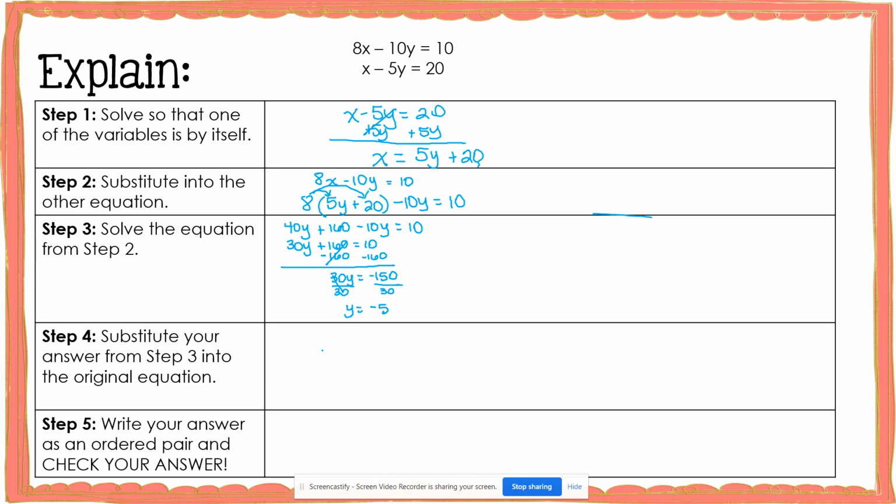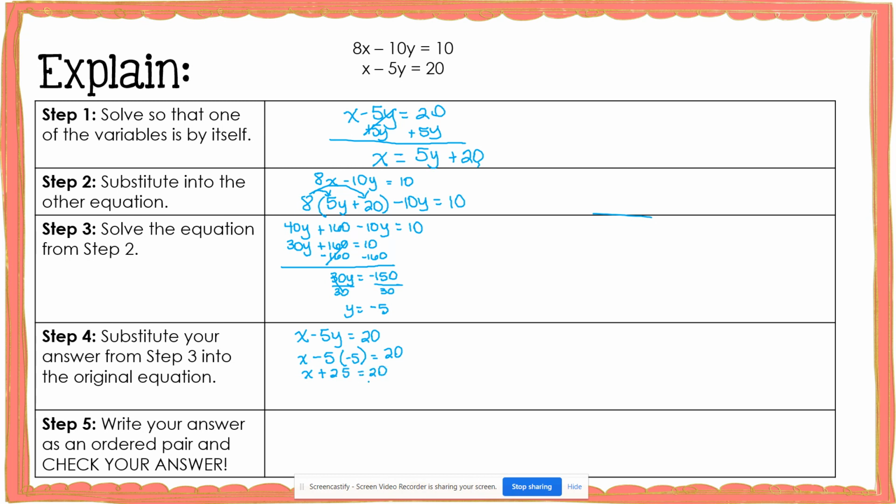Well, we can plug that into our original equation. The original equation that we used was x minus 5y equals 20. So instead of y, I'm going to say x minus 5 times negative 5 equals 20. Well, we want to be careful here. So we haven't done anything with the x. We'll rewrite that. But this is a negative 5 because that minus 5 means it's negative. Negative 5 times negative 5 gives us positive 25. Since that is a positive 25, we actually want to write plus 25 and then equals 20.